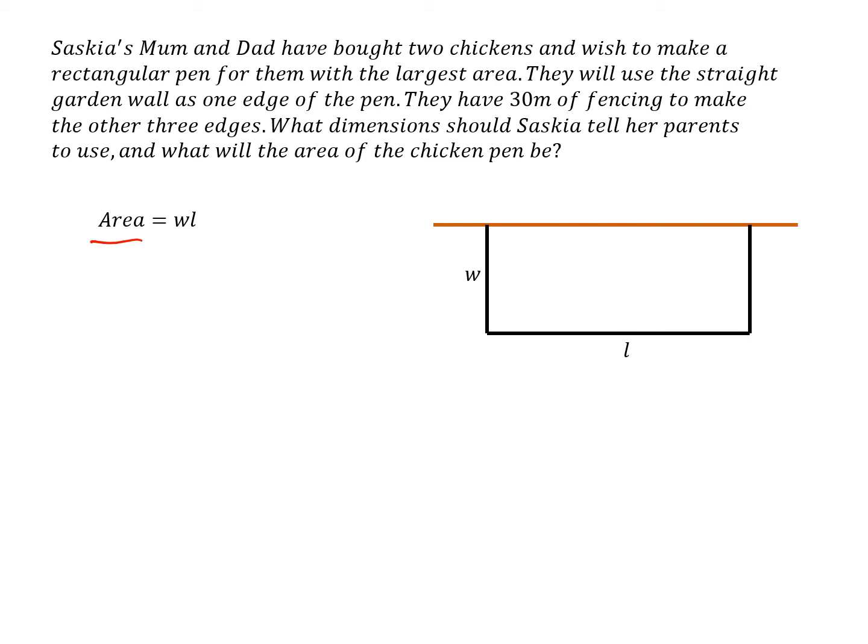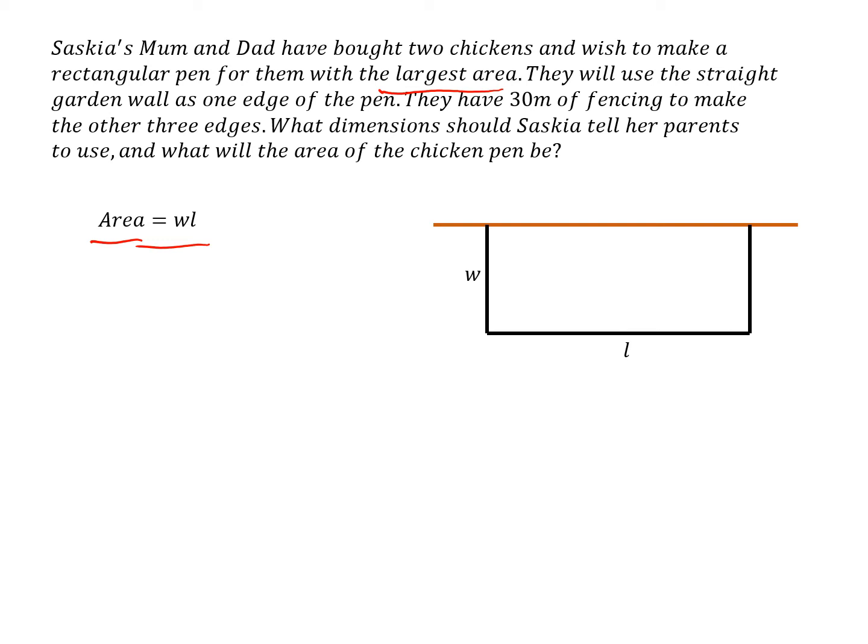And if we're trying to find the maximum area, then what we'd often like to do in a maximization or minimization problem is to differentiate. But we can't directly differentiate this expression because it's got two variables and they depend on each other. So we're going to have to get rid of one of those variables, reduce it down to a single variable so that we can differentiate.